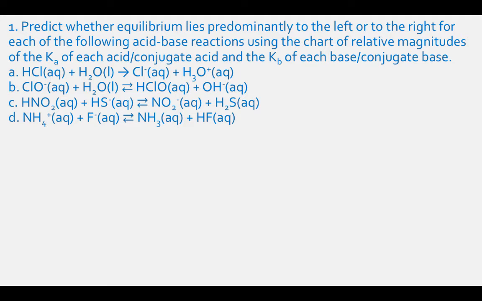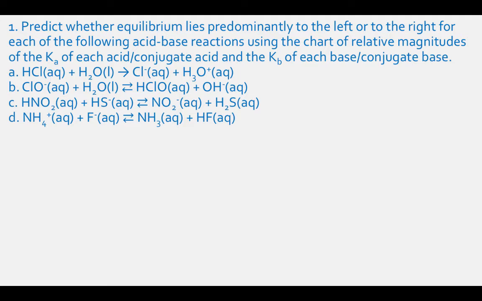1. Predict whether equilibrium lies predominantly to the left or to the right for each of the following acid-base reactions using the chart of relative magnitudes of the Ka of each acid conjugate acid and the Kb of each base conjugate base. A. HCl aqueous plus H2O liquid results in Cl negative aqueous plus H3O plus aqueous.